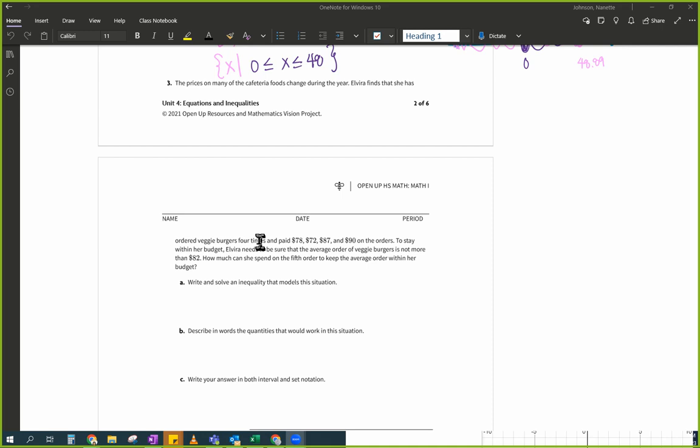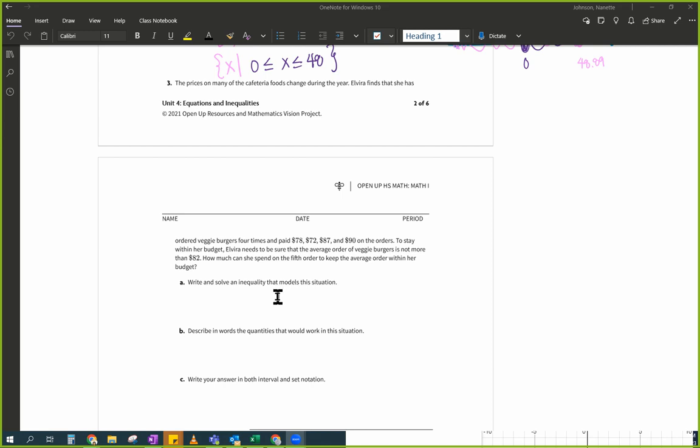Yeah, go ahead. We add up all the numbers that we have. So we would add up 72, 78, 87, and 90, and we would divide by the amount of numbers we have. So that answer would be divided by 4. But there's a fifth order, right? So we're going to pretend that we know how much money that is. Does anybody know how much money that is?